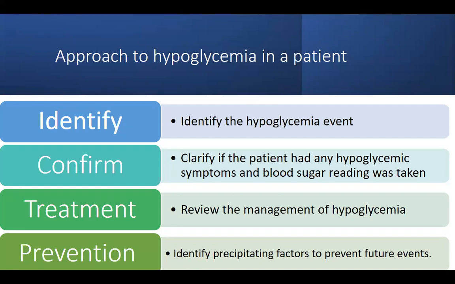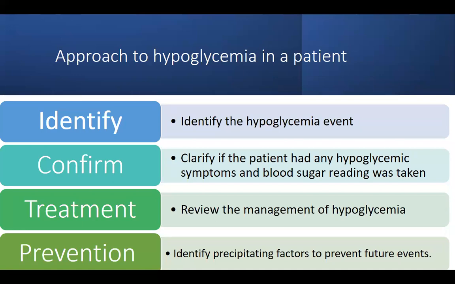If it is confirmed, you want them to learn how to treat it. So I use every opportunity to review the management of hypoglycemia, because it is amazing how, 3 years after you have been diagnosed, they forget and they start doing their own things. Then secondly, you want them to identify what caused it, so that next time they're able to prevent that from happening in the future. So what is it? Identify, confirm, treat, and prevent.